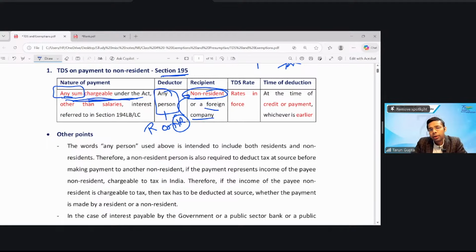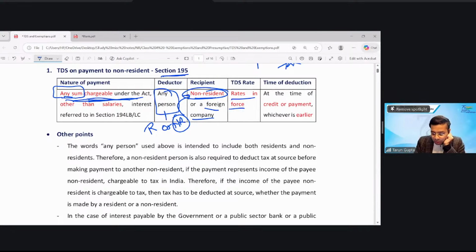Who will deduct? Any person, he may be R or NR, not relevant. The recipient has to be a non-resident or a foreign company. The rate at which tax is to be deducted is the rates in force, meaning the rate at which such income is actually taxable in the hands of the non-resident. You're getting that everything is coming from the same logic that it is difficult to recover tax from a non-resident, and therefore whatever tax the non-resident ought to pay on such income is already deducted at the time of TDS, at the complete rate at which such income is taxable, including surcharge and cess.